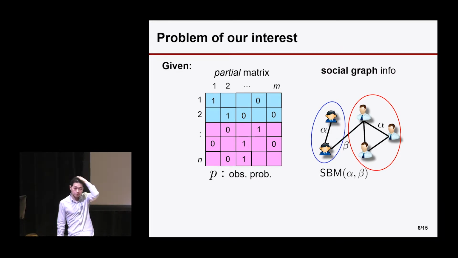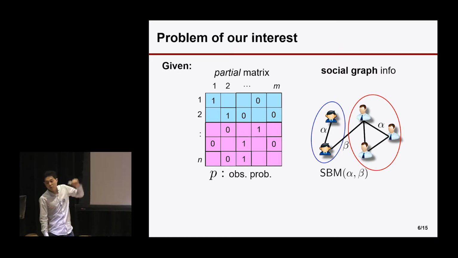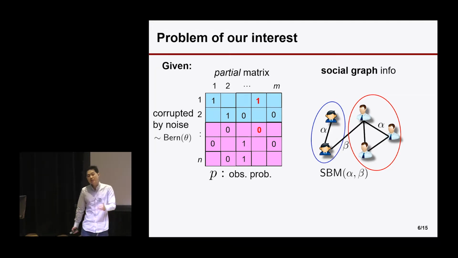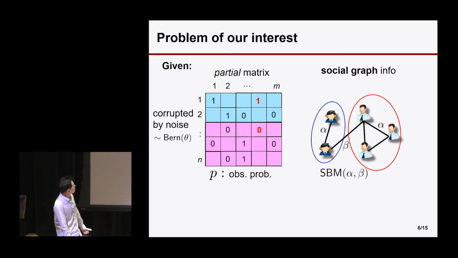Two pieces of information are given here. One is the partial matrix that I call M. Here specifically we assume that each entry is observed independently with probability p and is possibly flipped by noise with probability, say, theta. Okay? And the second piece of information is a social graph as per SBM. Now, given these two, the task is to recover the matrix.